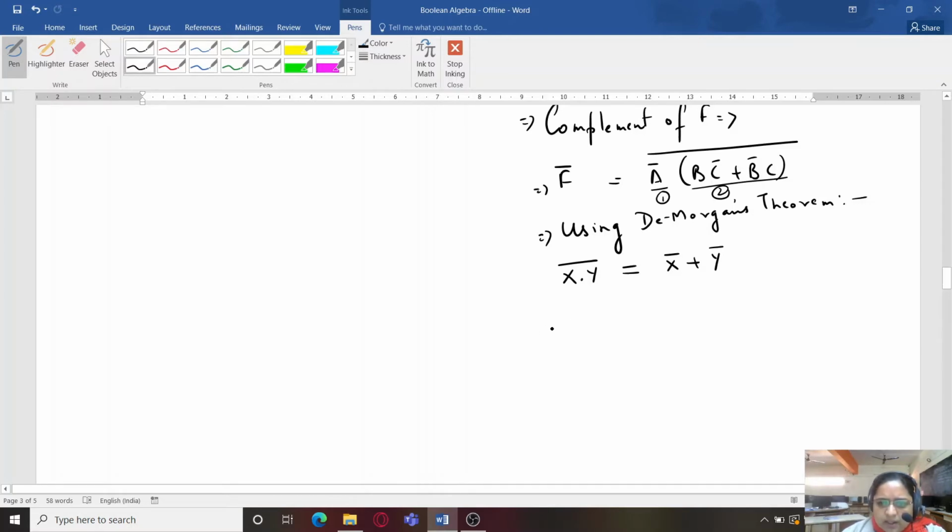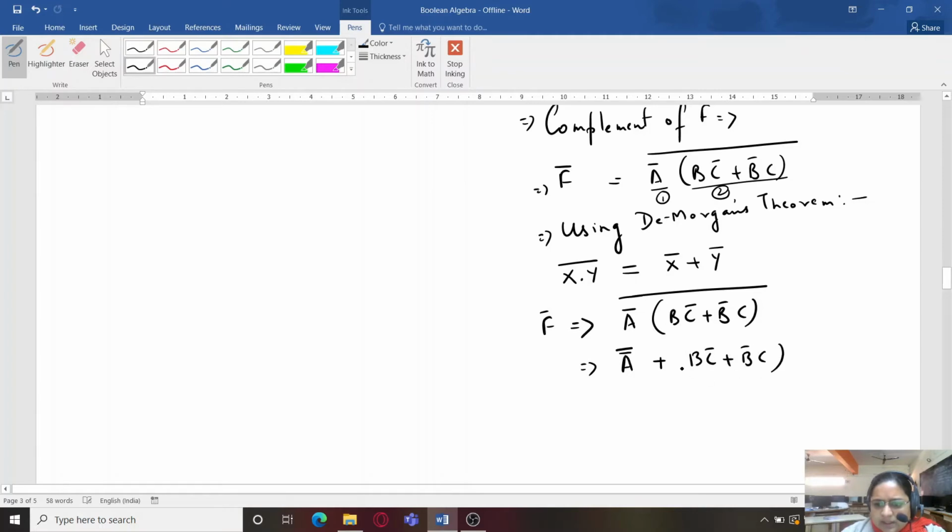So now F complement is going to be A complement. We are writing it like this. Now when we open this, it will be A complement complement plus, this dot will have been changed to plus, and BC dash plus B dash C and whole complement.